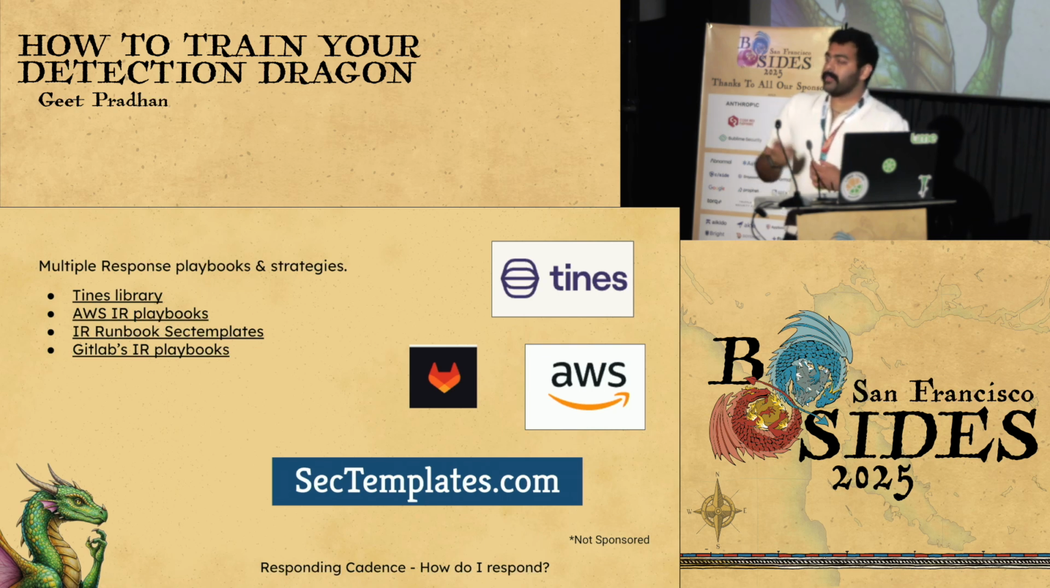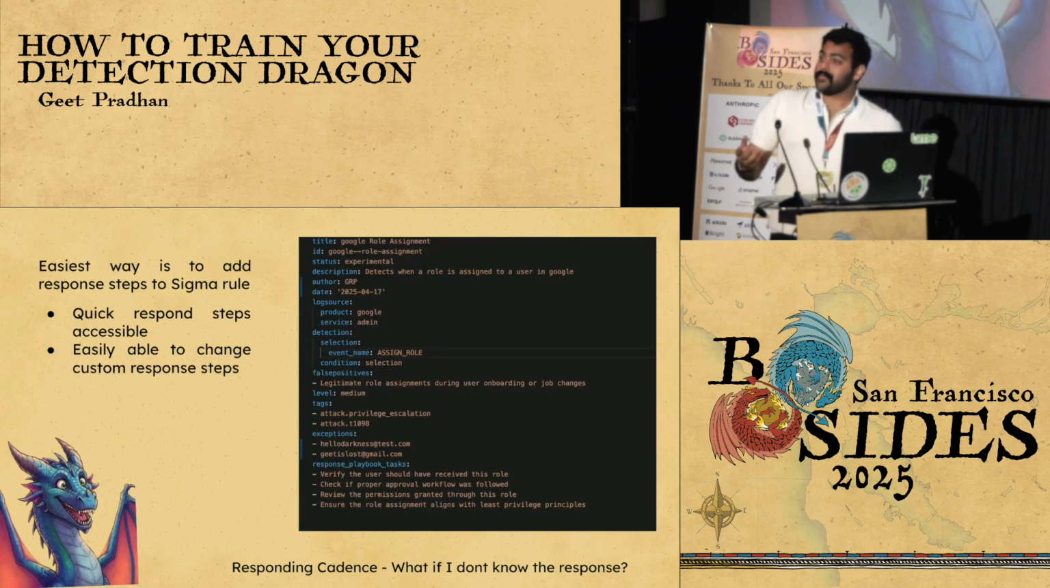And it really helped me. So take these strategies, but contextualize them to your business, to your environment, and what works for you and your team, right? Now, the easiest way for me is just to add those response steps to the Sigma rule, right? If you look at the end here, the response playbook task. I don't know if I have a laser, but this is basically like, hey, how do I triage and respond to this, right? It's easy.